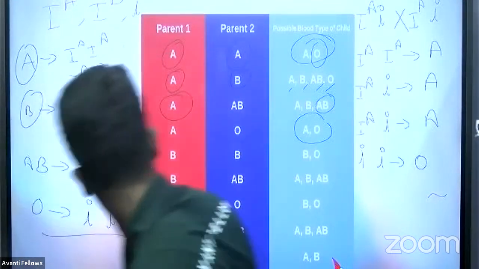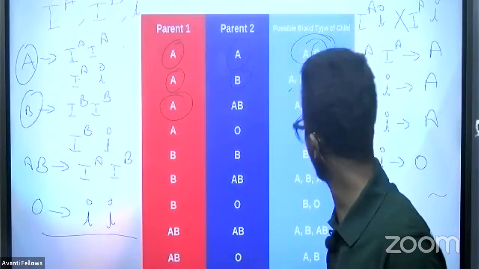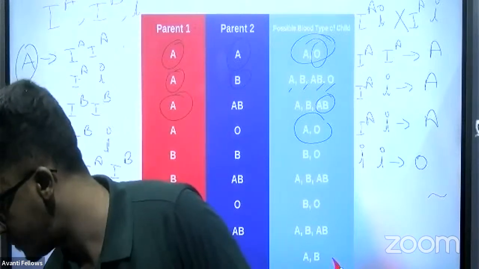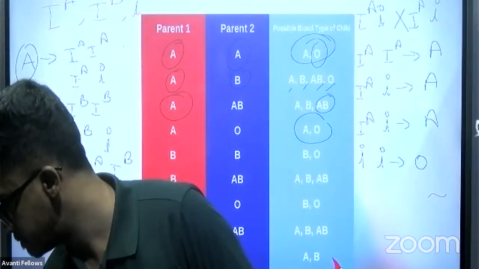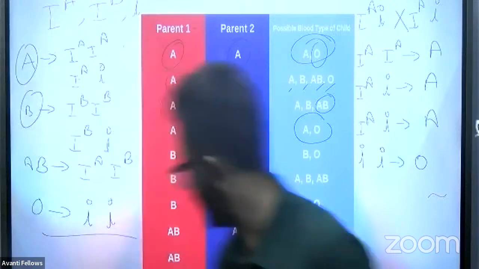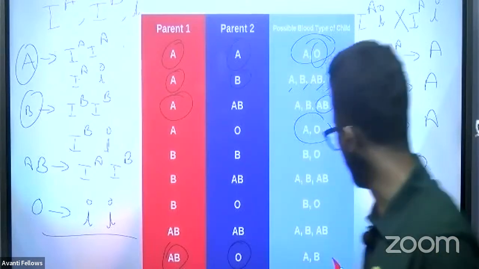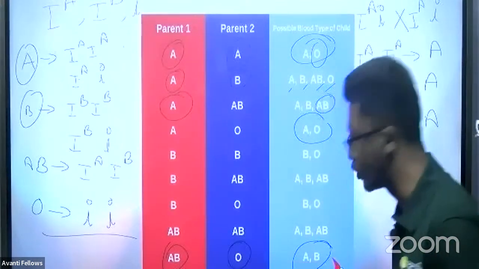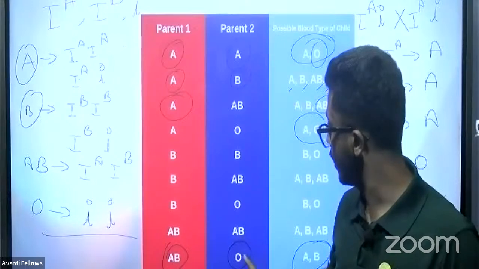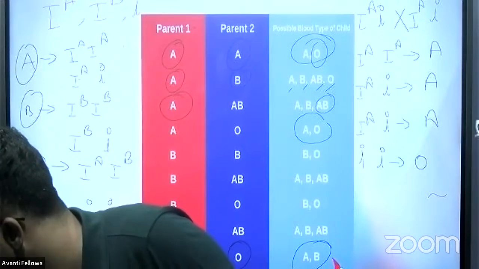Okay, table, last one. Last one is O and O. If parent 1 is O blood group, parent 2 is O blood group, then the possible child is also O blood group. Okay, that is the last one. Clear? Yes, before that: if parent 1 is AB blood group and parent 2 is O blood group, then the possible children will be either having A blood group or B blood group. Okay, yes.